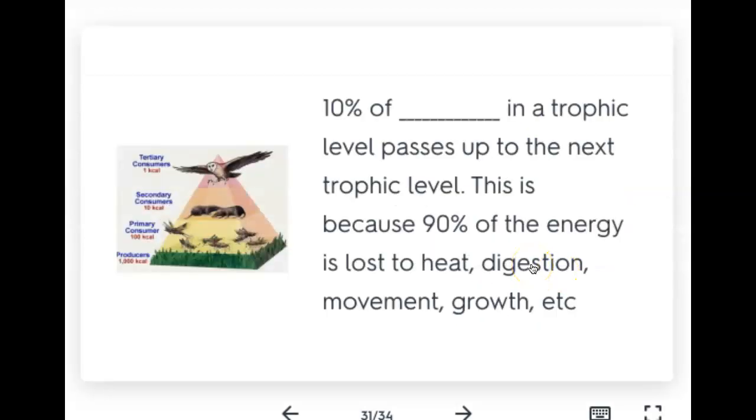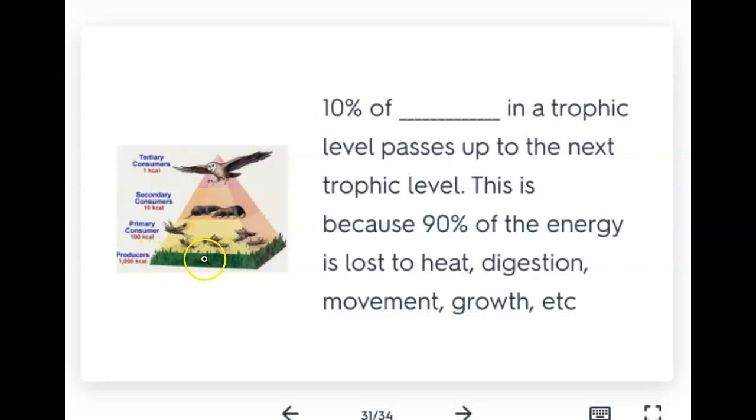10% of the energy in a trophic level is going to pass up to the next trophic level. So 90% of that energy is going to be lost. And it's not exactly lost. It is going to be consumed. It's going to be used. And that is going to be specifically for keeping the body warm, for digestion, for all the processes and things that that organism does every day.